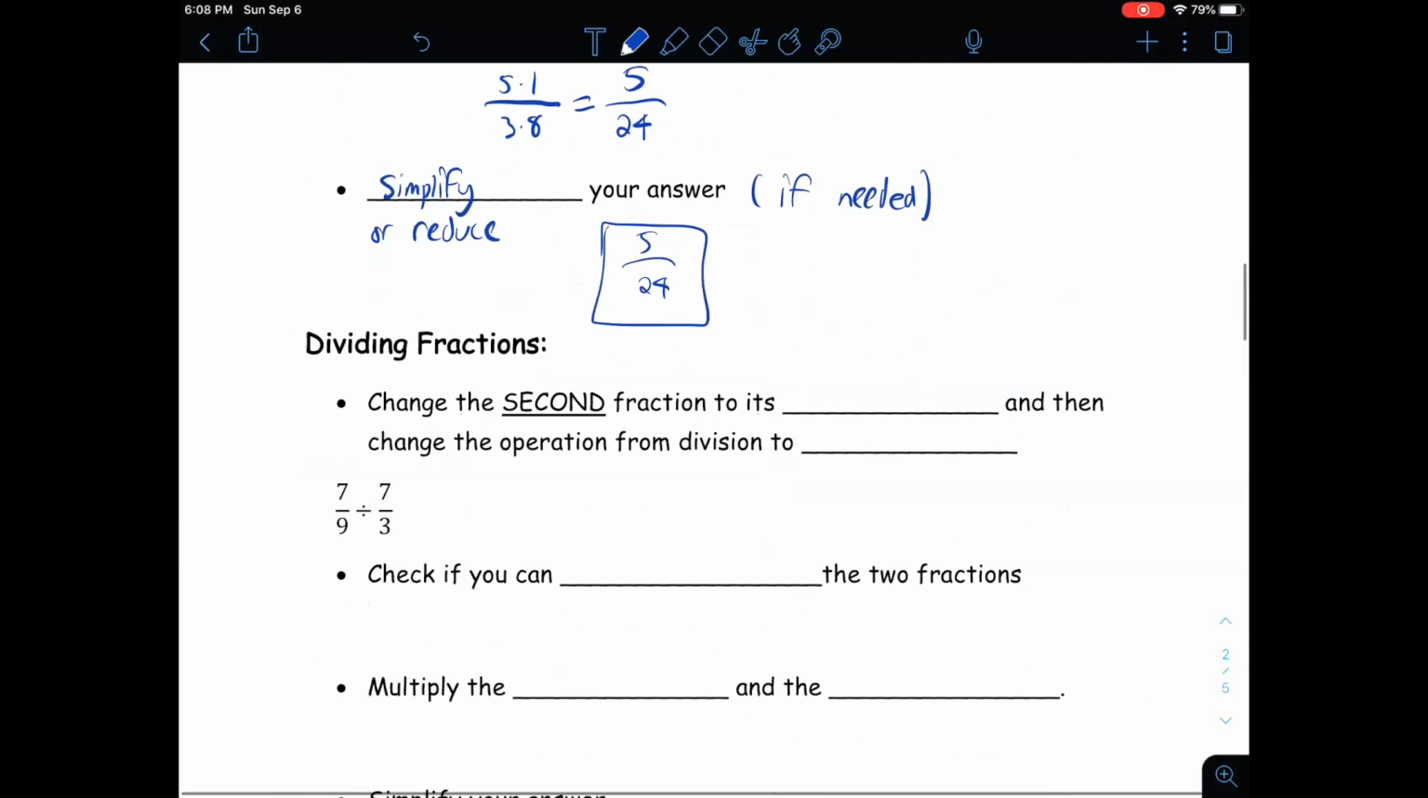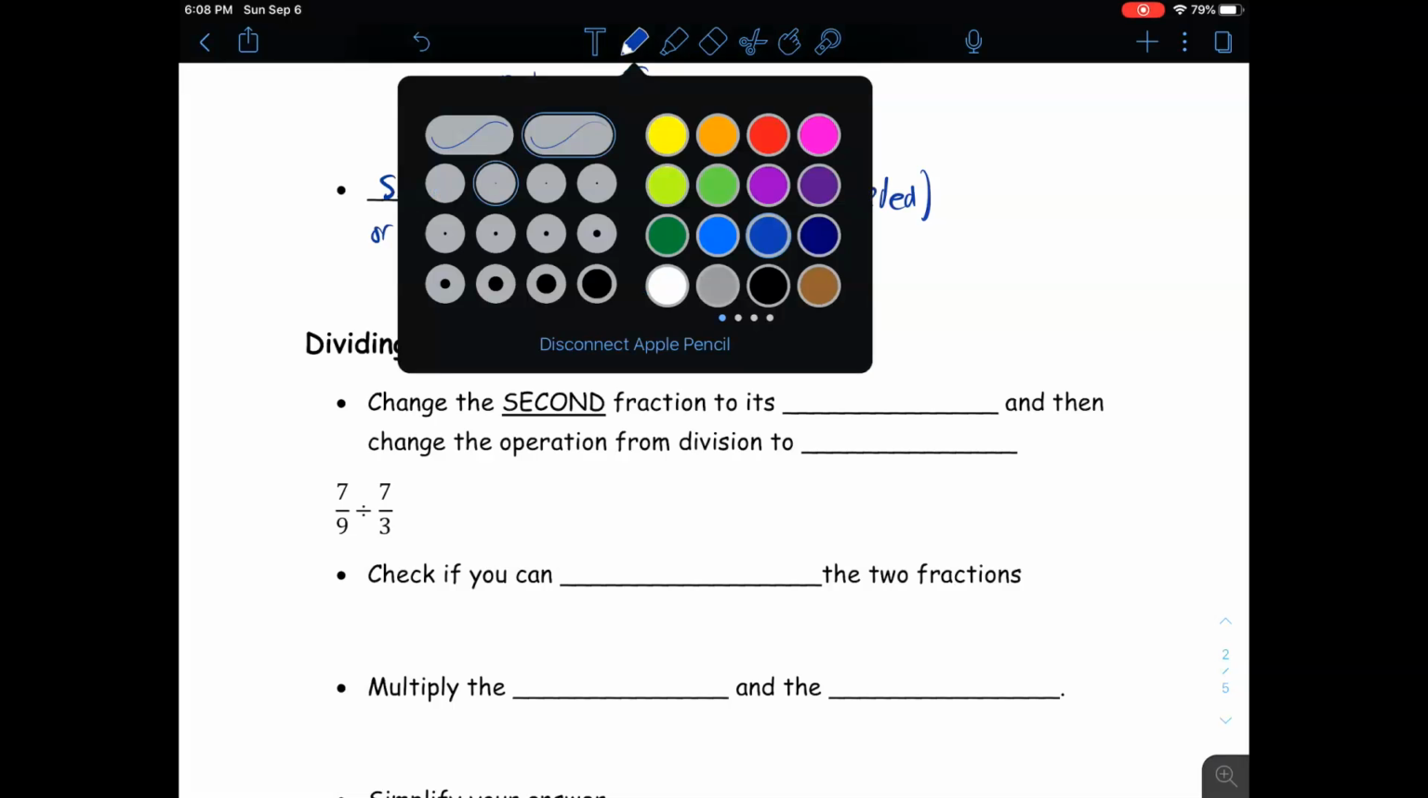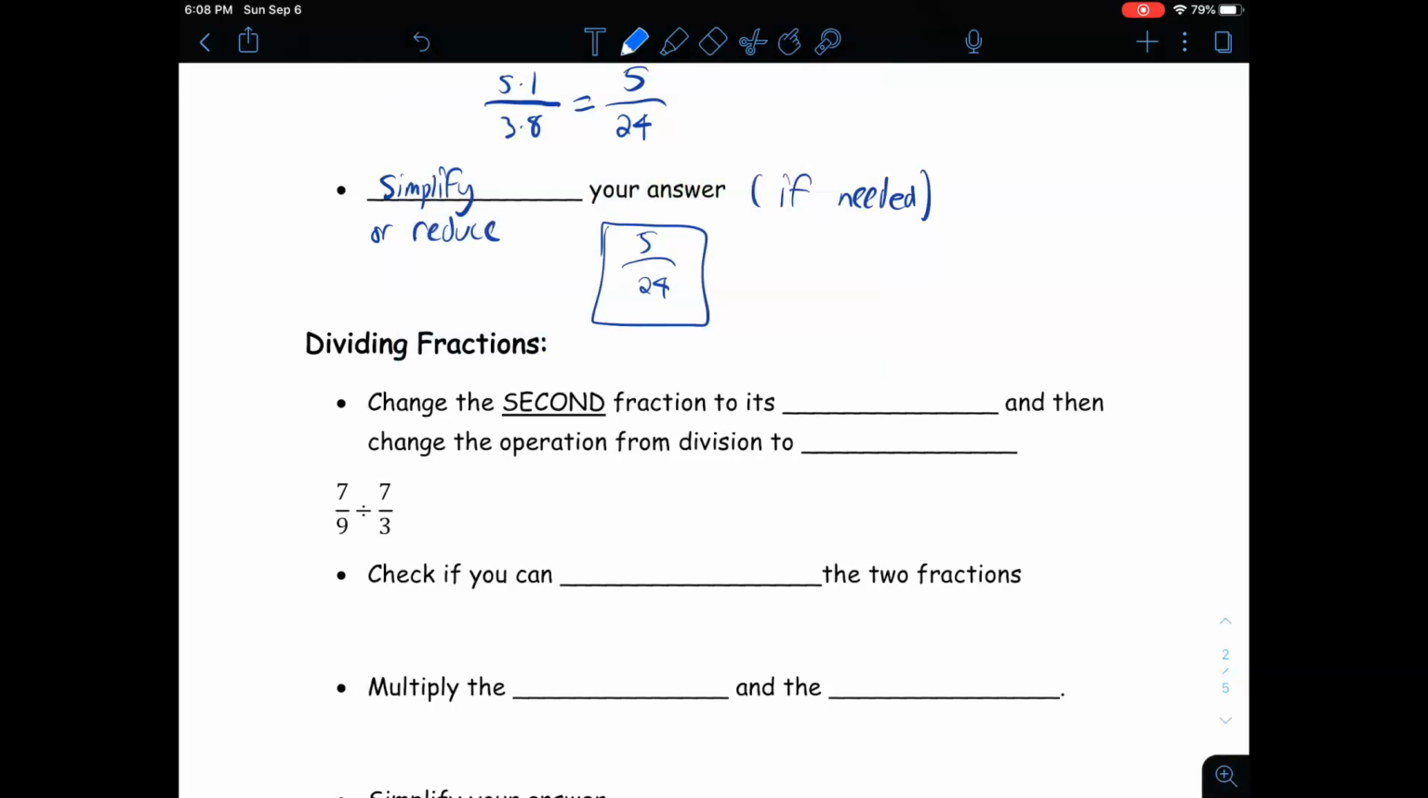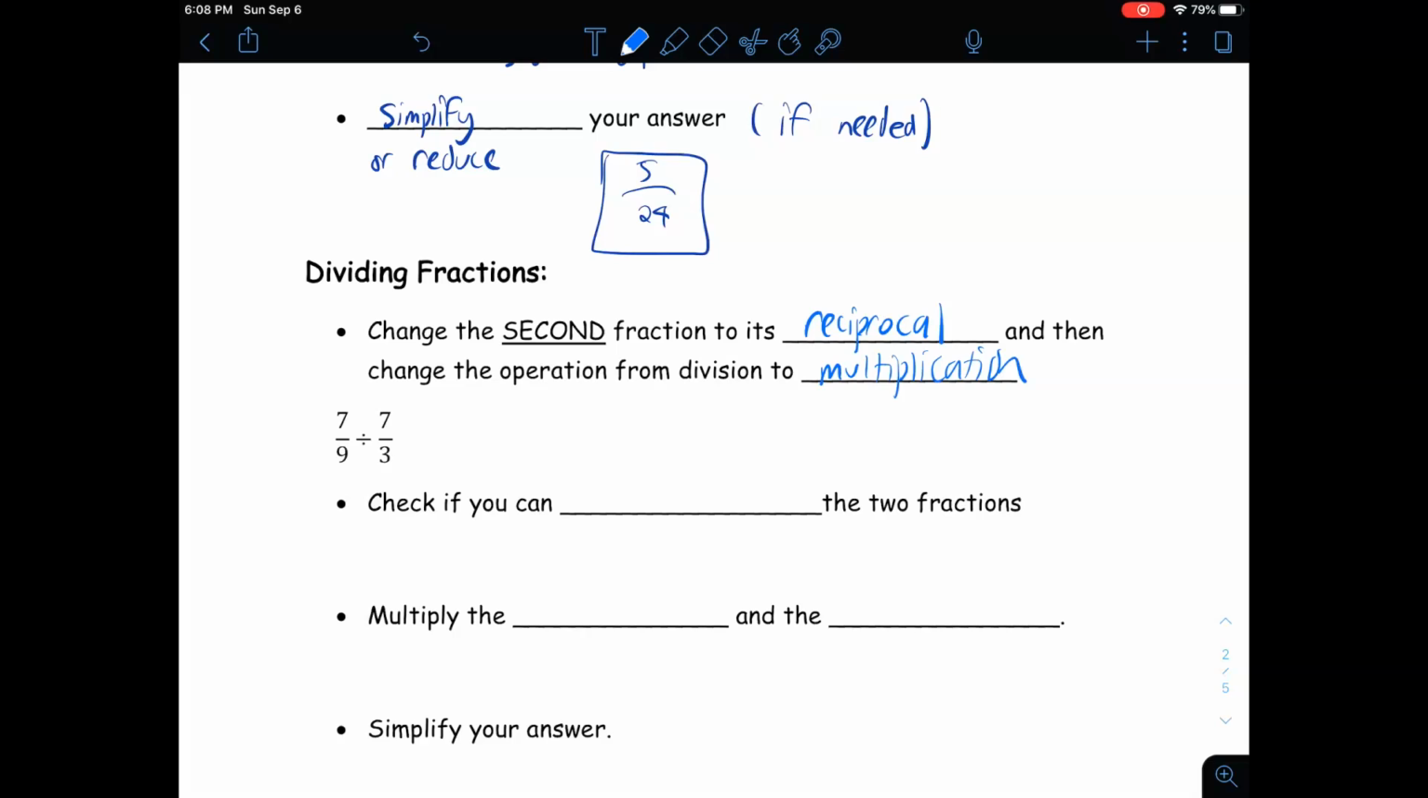All right. Now dividing fractions, easy as pie. Flip the second and multiply. So to divide fractions, what we're going to do is change the second fraction to its reciprocal, and then change the operation from division to multiplication. So dividing fractions, easy as pie. Flip the second and multiply, right?